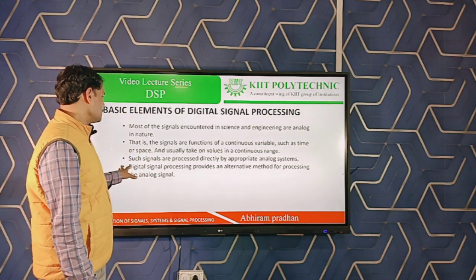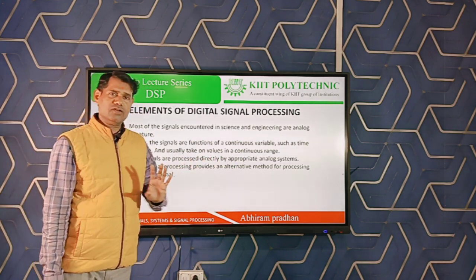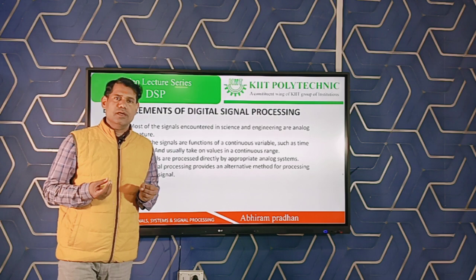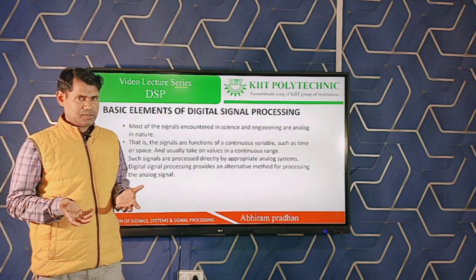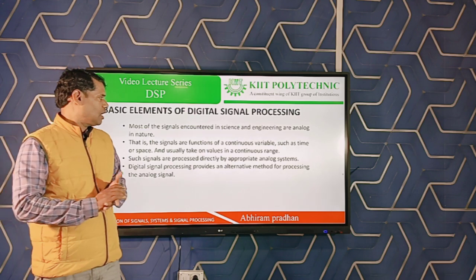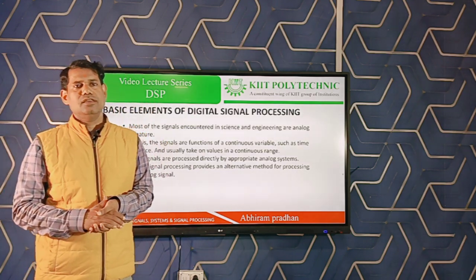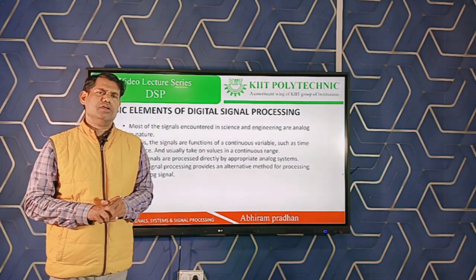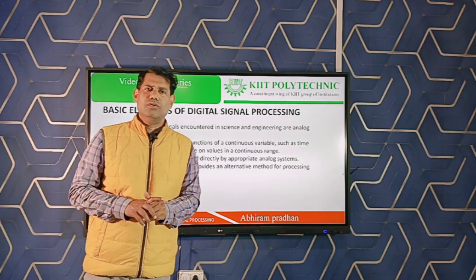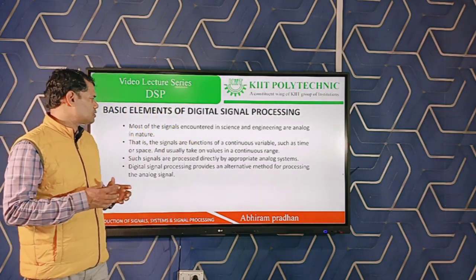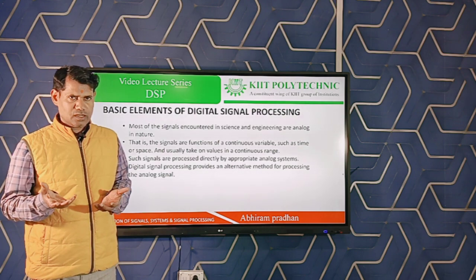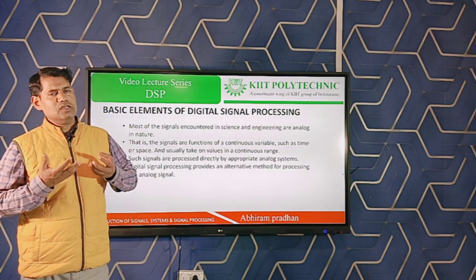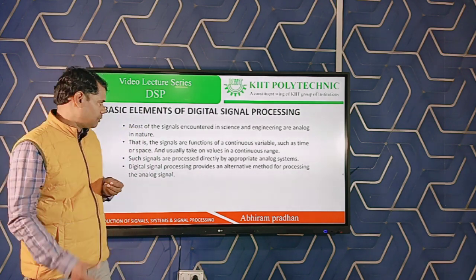Such continuous signals are processed directly by an appropriate analog system. The natural analog signal has to be processed directly by analog systems. Digital signal processing provides an alternative method of processing. Analog processing, like an amplifier or a transistor giving amplifying action, is an analog processor. But whenever we go for digital processors, the digital processor is an alternative method of processing. Some lacuna are there in analog processing. Digital processing is fulfilling that gap.